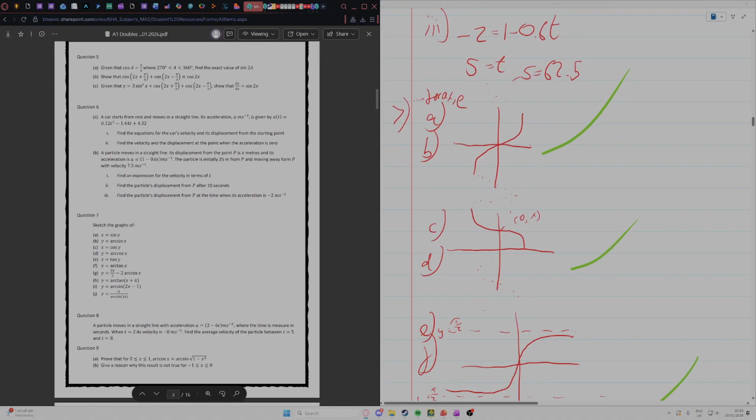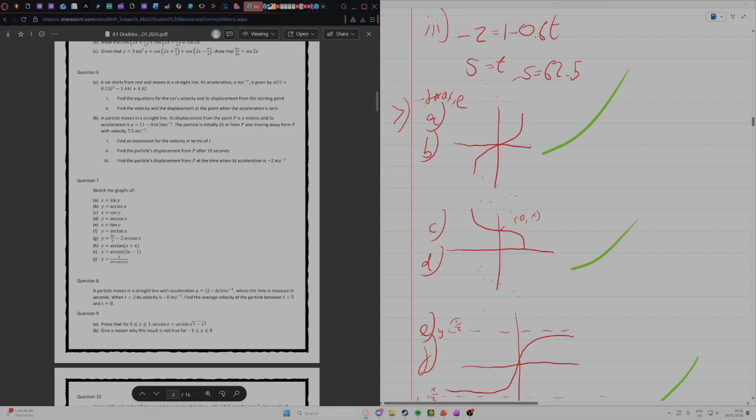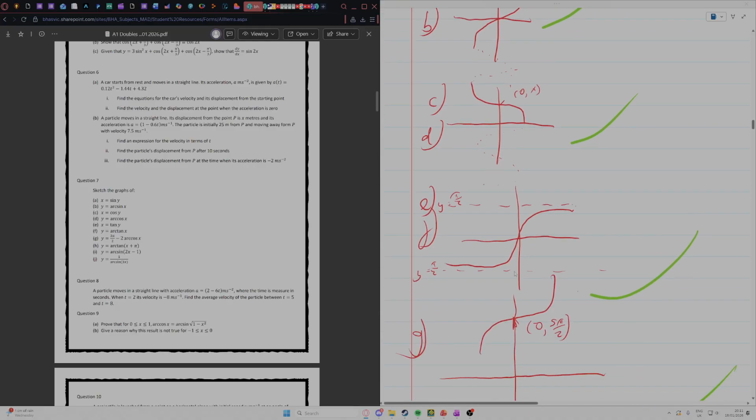Right, next, these are interesting questions. What I've done here is I didn't want to draw out all of these graphs because sine y and arc sine x are similar graphs. So y equals arc sine x looks like that, but I added dotted lines because x equals sine y actually goes on forever. It's just y equals sine x rotated 90 degrees. So it goes on forever. Same with this one, same with this one as well.